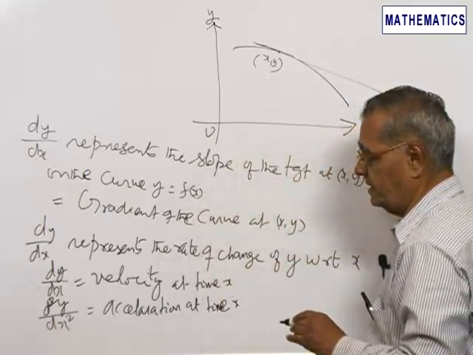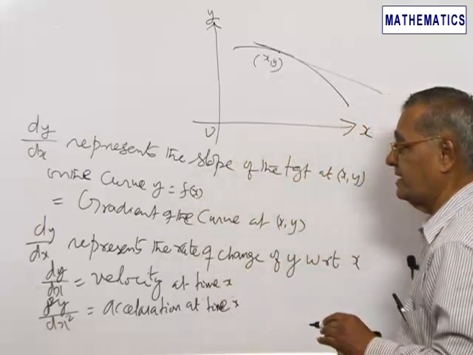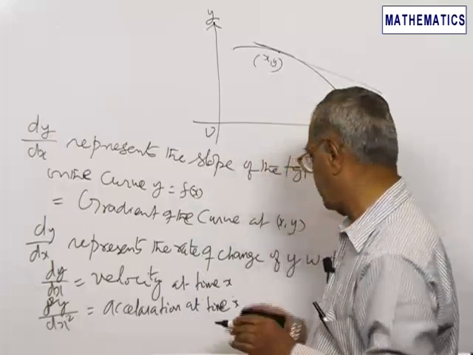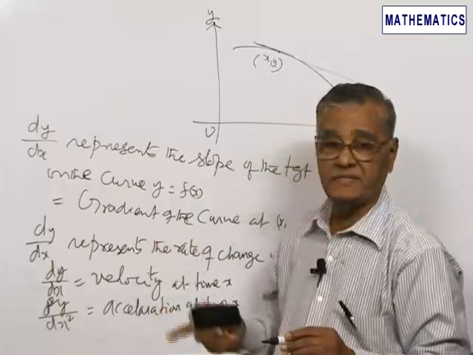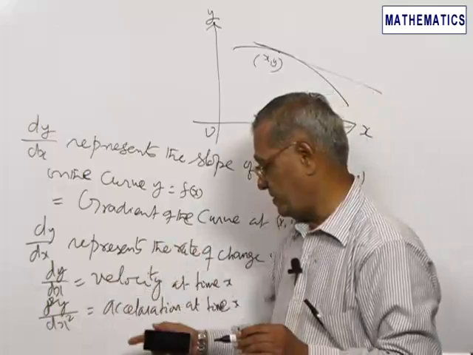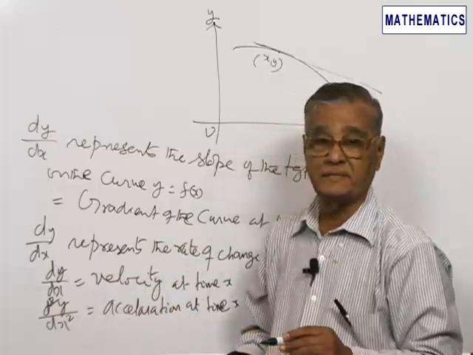So there are several meanings for dy by dx. One is the slope, the other is the rate of change with respect to the variable x. If x represents time, dy by dx represents the velocity, and the second derivative represents the acceleration.